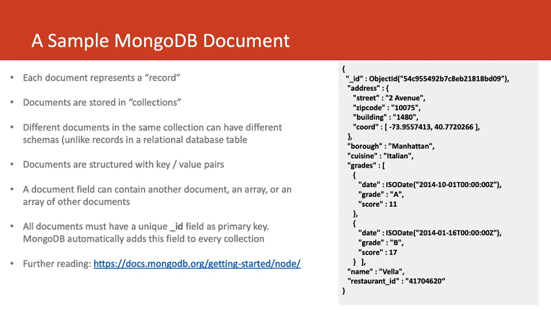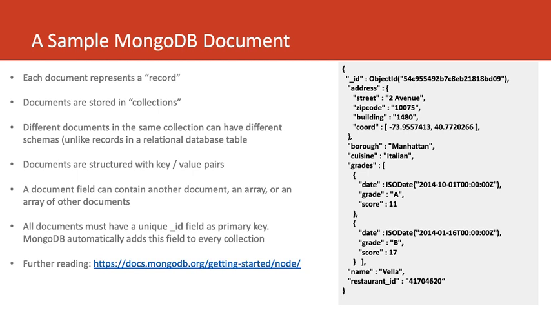Each document represents a record. So you can think of a document as like a row in your table. A document is stored in a collection, which is like a table. Different documents in the same collection can have different schemas, unlike records in a relational database table. So as mentioned, you can just kind of throw in whatever you want. It kind of will just accept anything.